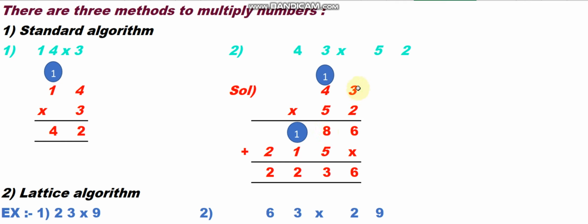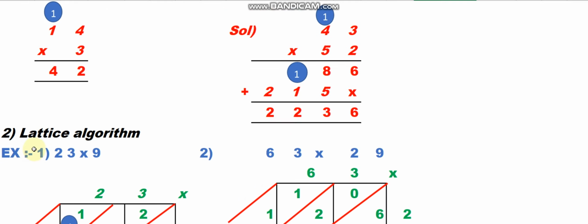Okay. 5 3s are 15. 5 here, 1 carry. Now 5 4s are 20, and carry 1 is there. 20 plus 1, 21. Right here 21. Now add them. 6, 8 plus 5, 13. 3 here, 1 carry. 1 plus 1, 2. Here 2. So 2236 is my product.